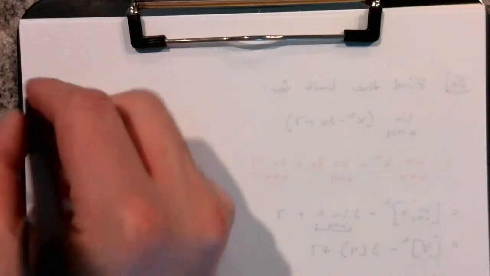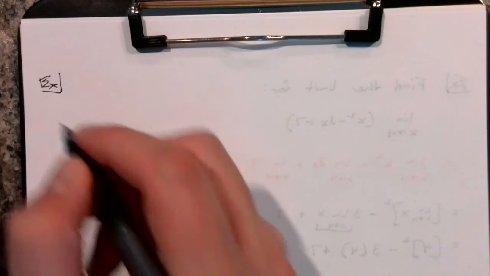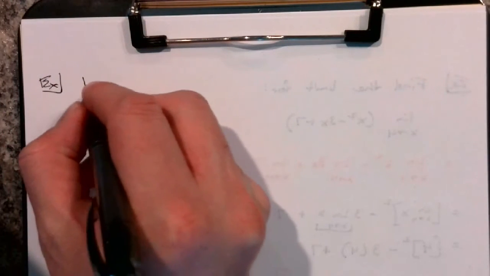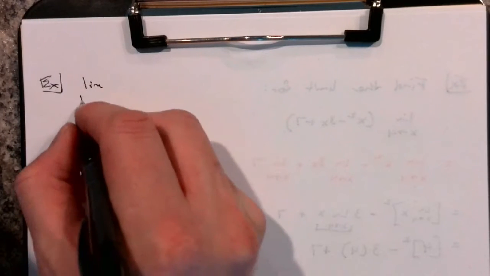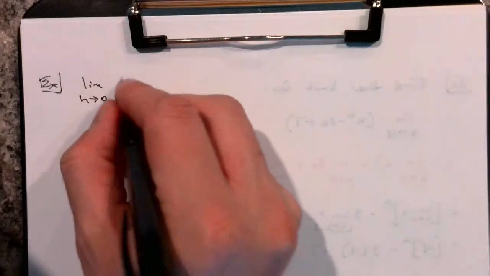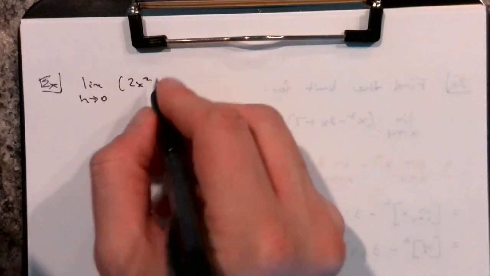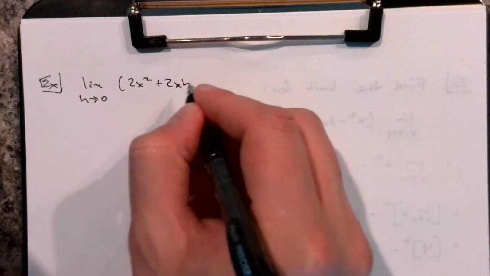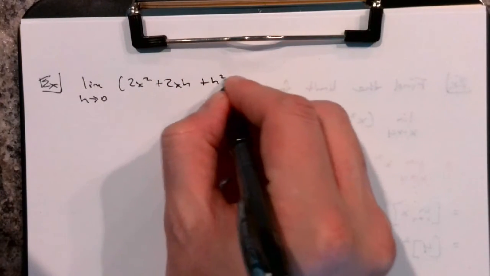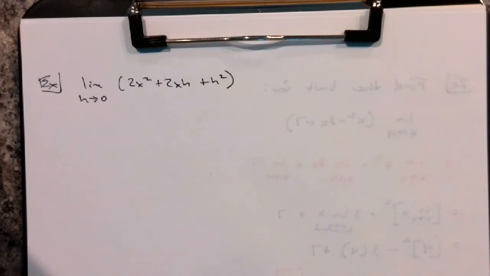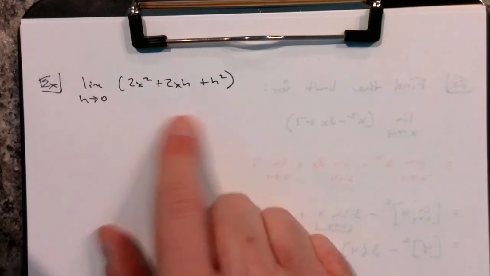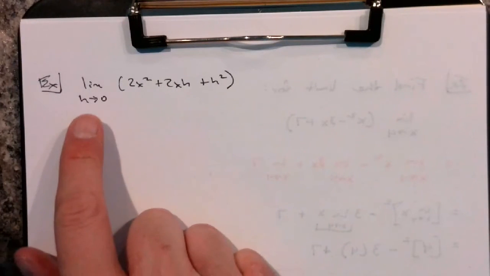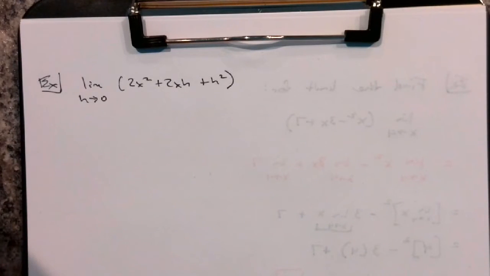If I said, for example, I had the limit as h approaches 0 of 2x squared plus 2xh plus h squared. So the first thing I want to point out is that you have two variables in here. Make sure you're looking at the correct one. We were looking at the limit as h approaches 0.